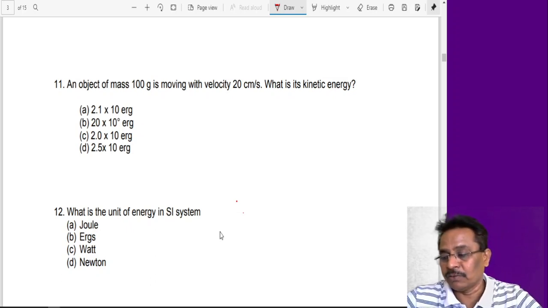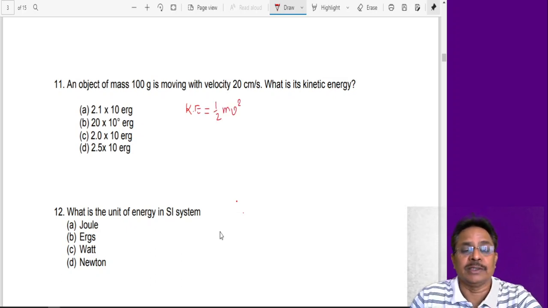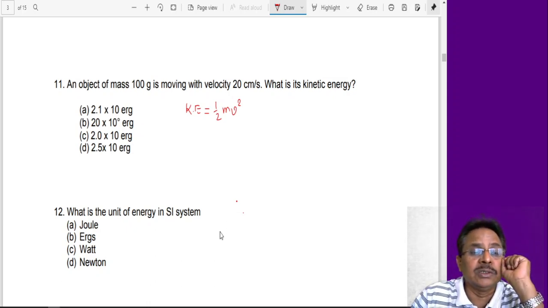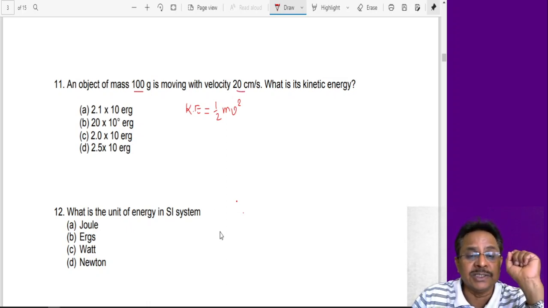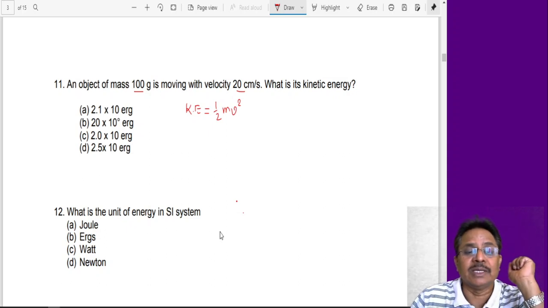All of us know from our school days the expression for kinetic energy KE, which is given by 1/2 mass into velocity square. This is the expression for calculating the energy. Remember, both the numbers here, this mass as well as this velocity, are given in the CGS system, and accordingly we have to give the unit to the final answer which we are going to calculate as kinetic energy.